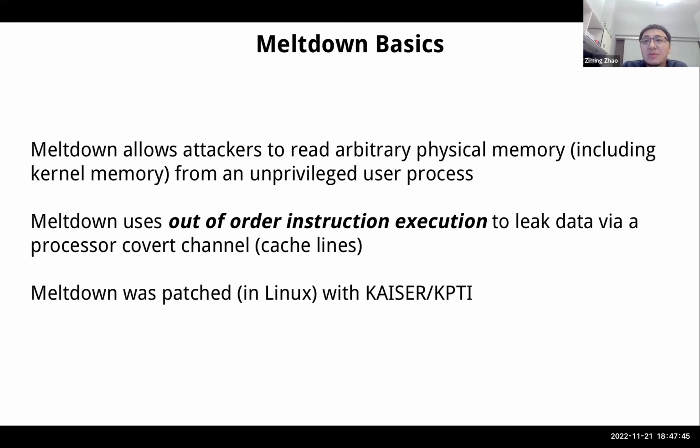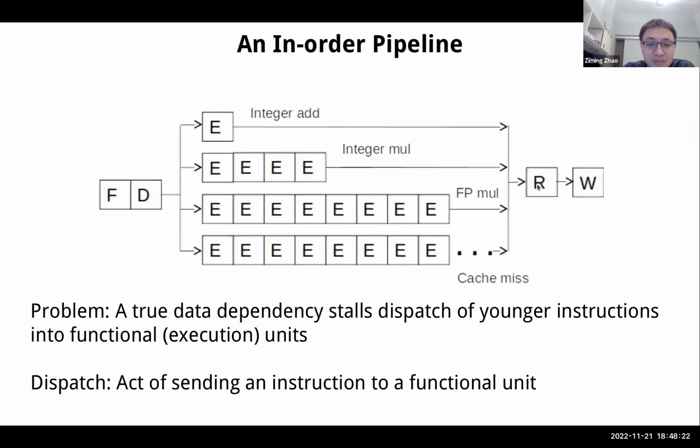Meltdown has been patched in software with KAISER and KPTI. I remember KAISER is related to address space layout randomization. KAISER is basically kernel page table isolation. So that can stop Meltdown.